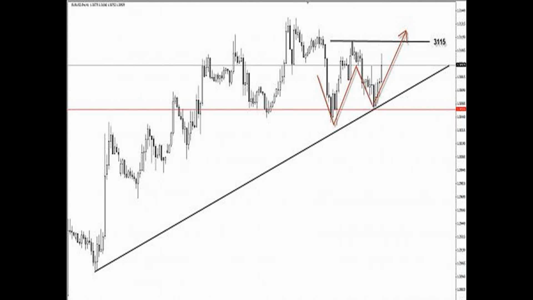So that is W pattern. It signals the reversal from the support. We can see the trend line here, we can see a W, and if that 31.15 is broken, that means that the price will 70% of the time go up. And those can be real successful patterns if you know how to exploit it. And I think last one to show is M pattern.